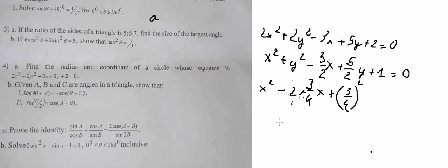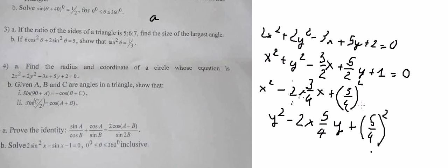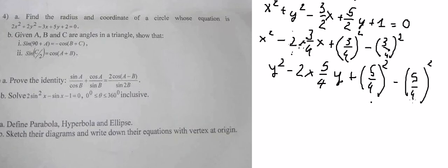Now let's do similar for y squared. We got about 5 over 2. We can do about 2 multiplied with 5 over 4, and we have y in here. So that means we need to have 5 over 4 squared. Because we added these, we need to minus 3 over 4 squared and minus 5 over 4 squared. And we have number 1 in here.